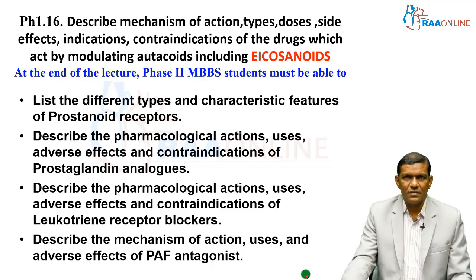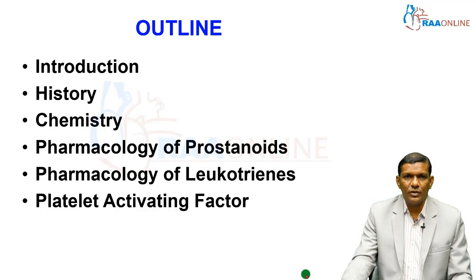There are different types of receptors which we will be discussing, and three important things as I told you. The first is the pharmacological actions, uses and adverse effects of prostaglandin analogs, the second is the leukotriene receptor blockers, and the third is the platelet activating factor. So these are the three most important things, and this is the outline I am going to take you through.